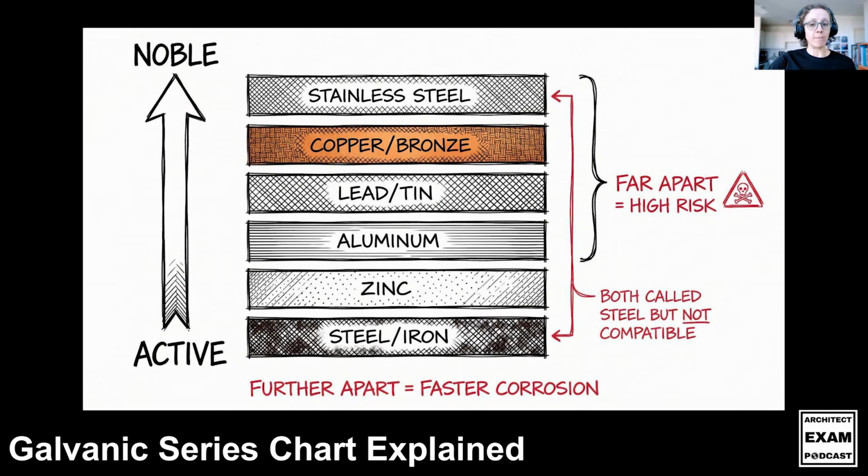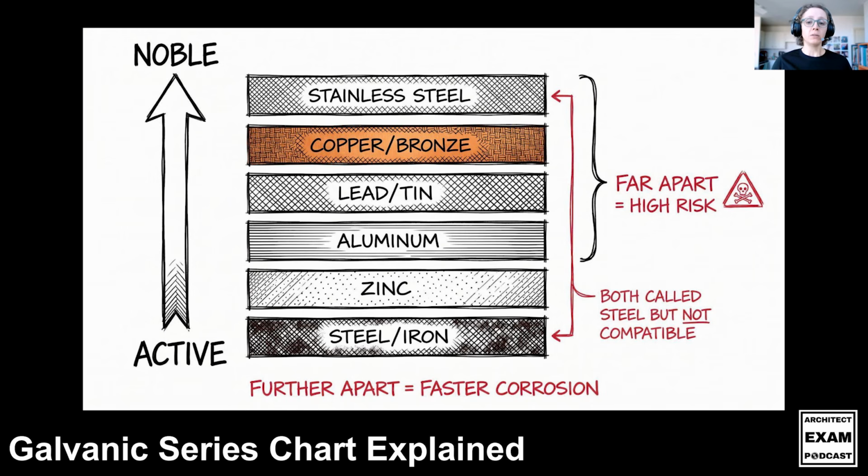Now that you understand the mechanism, let's talk about which metals are the bullies and which ones are the victims. There's a chart called the Galvanic series that ranks metals from noble to active. You don't need to memorize the entire thing, but you absolutely need to know where the common architectural metals fall on it. Here's how it breaks down.